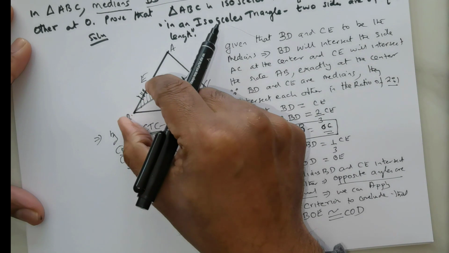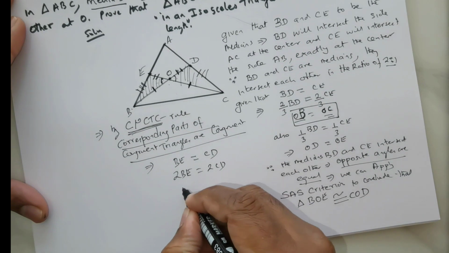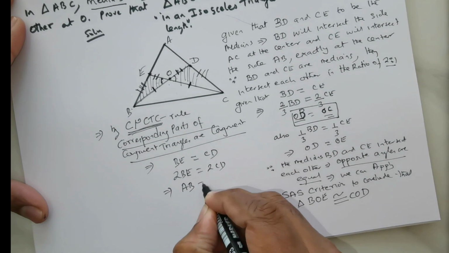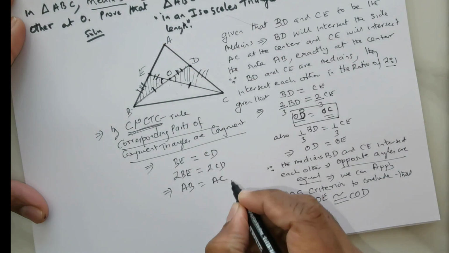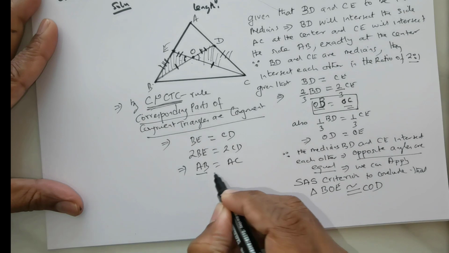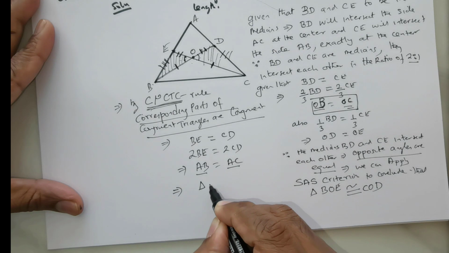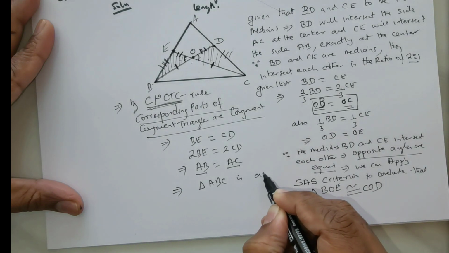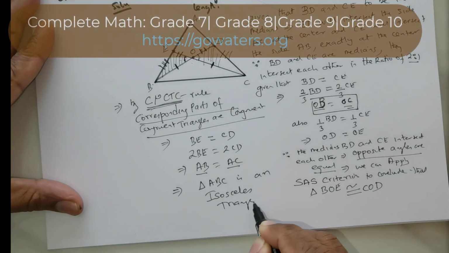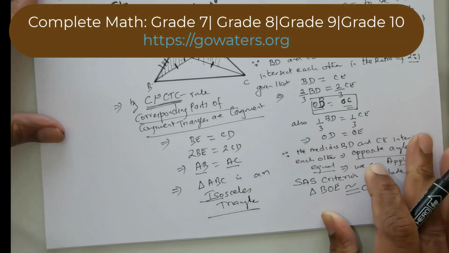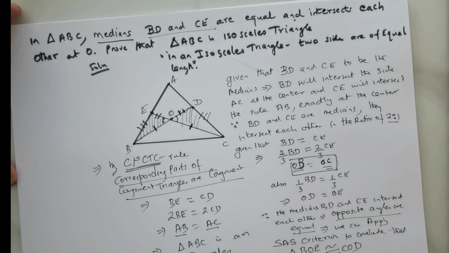So 2 times BE, 2 times of this is nothing but AB. And 2 times of CD is nothing but AC. So I've clearly shown AB is equal to AC. So this means the given triangle ABC is an isosceles triangle, and that is the requirement. That's what we need to show. So hence this completes this beautiful question. It's a lovely question. Thank you, students.